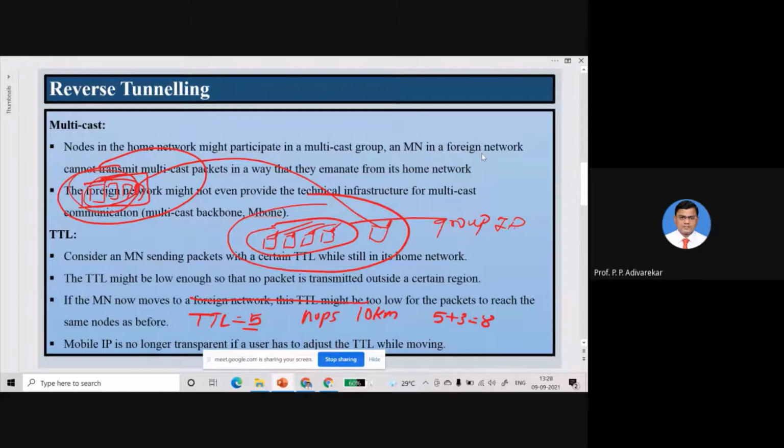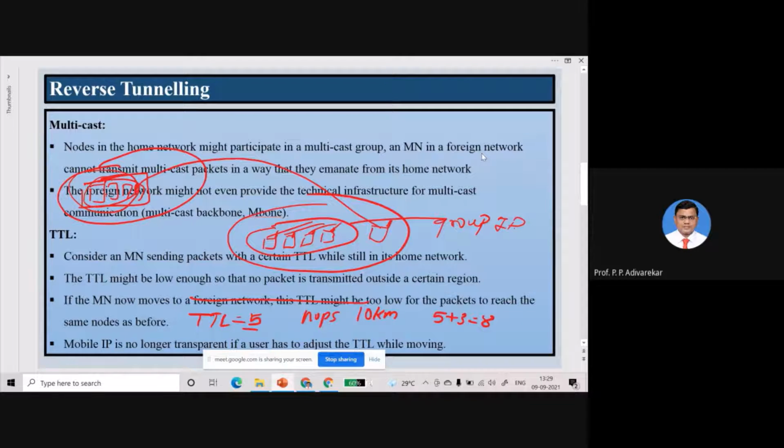Okay, so now if this TTL field is modified, that means someone is trying to deliver the same packet somewhere else, which is beyond the destination. Because adding 3 means the packet should reach a further distance than initially specified by the mobile node, and that is not keeping the semantics of IP. So mobile IP is no longer transparent. Okay, so these are the three main issues observed in mobile IP and in tunneling.